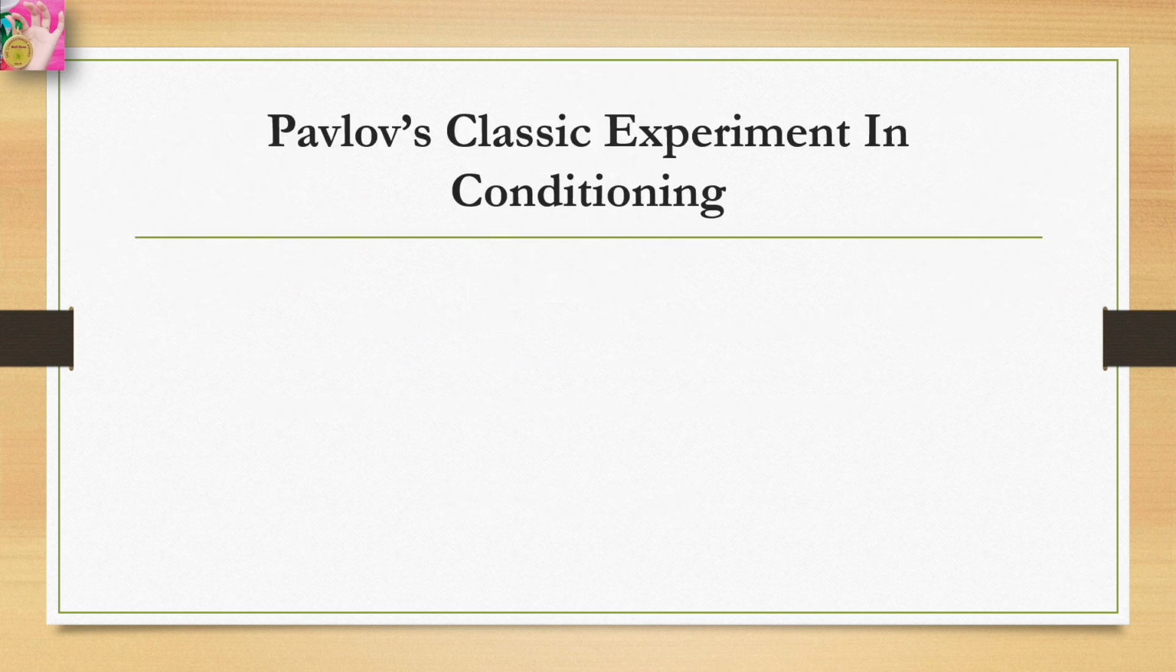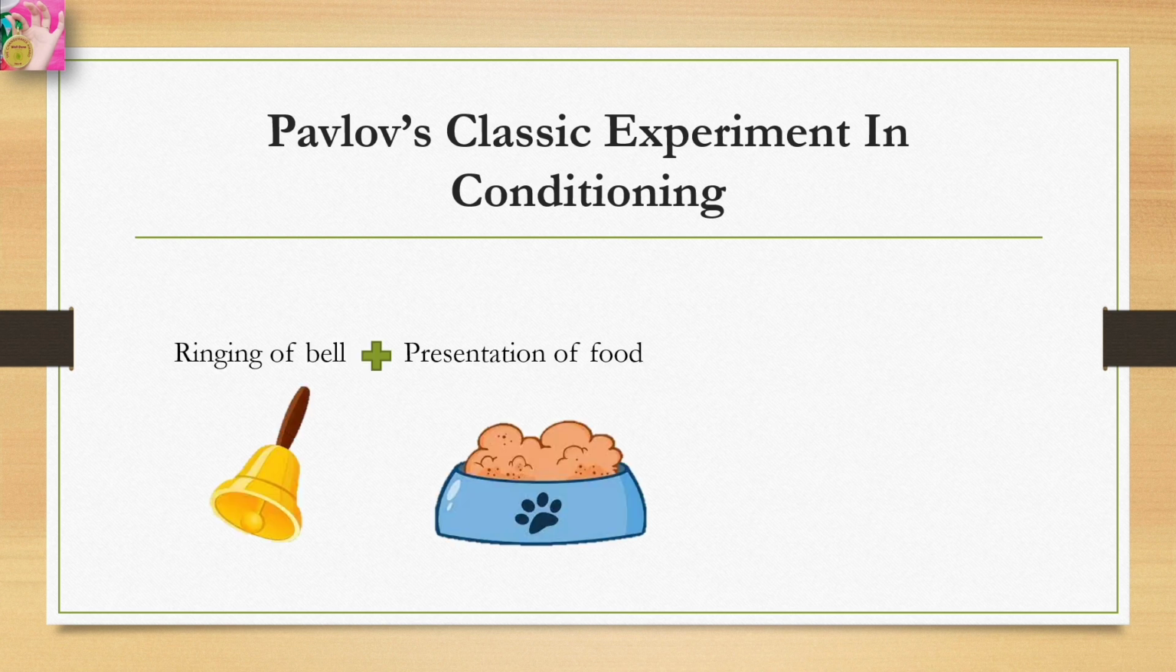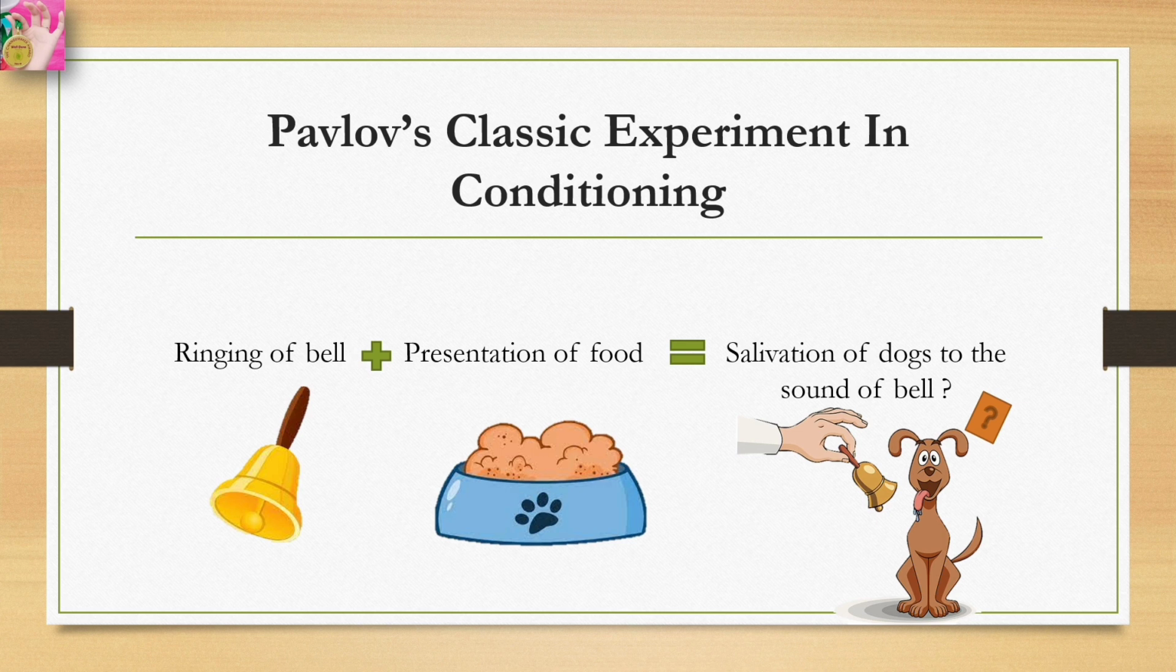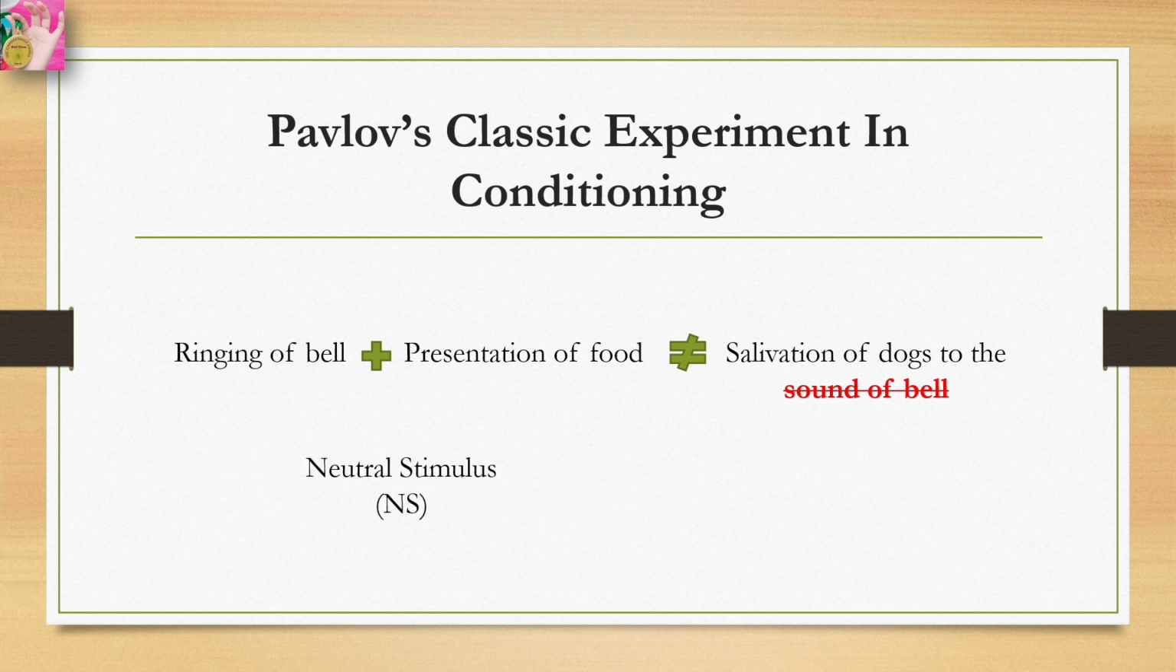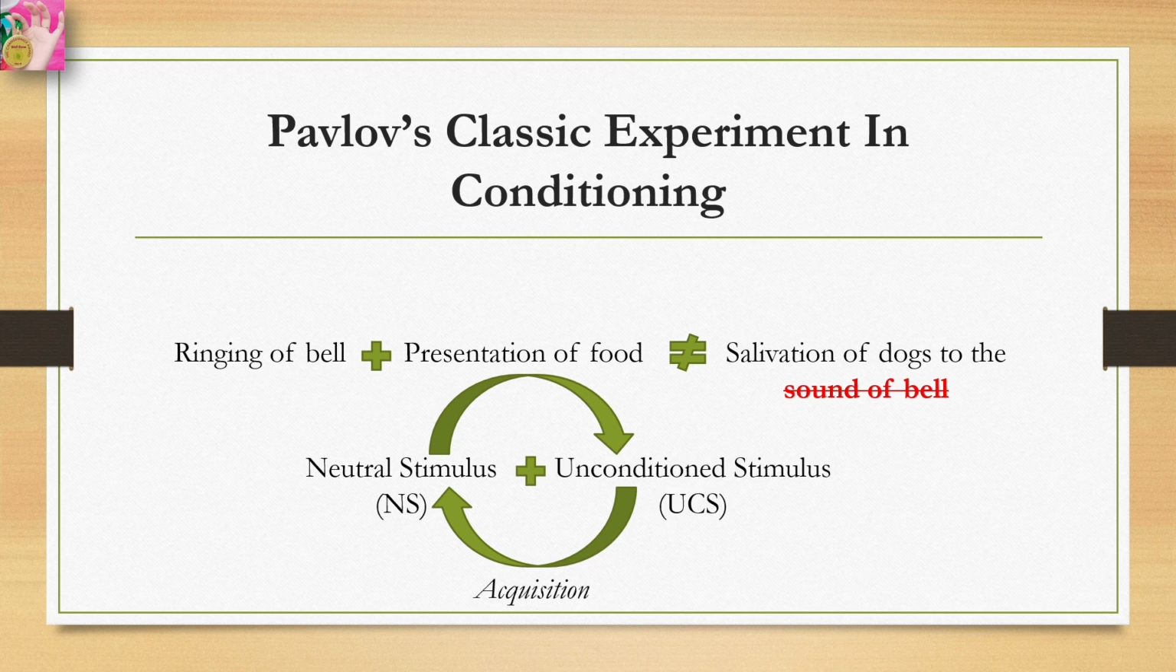Now, Pavlov did a classic experiment in which he paired the ringing of a bell with the presentation of food to see if dogs would eventually salivate to the sound of the bell. Since the bell did not normally produce salivation, it was the neutral stimulus before any conditioning took place. The repeated pairing of the neutral stimulus and the unconditioned stimulus is usually called acquisition because the organism is in the process of acquiring learning.